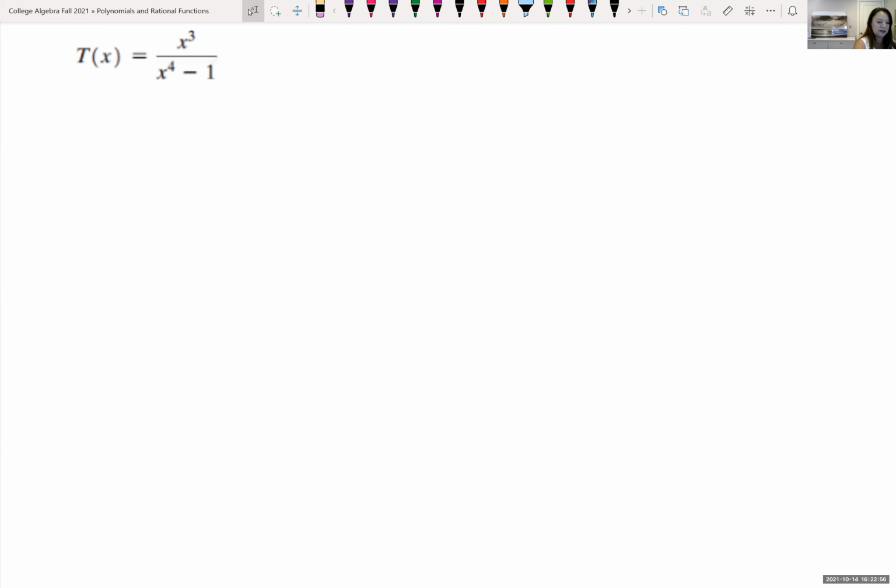So first of all, let's factor. We need to factor the denominator in order to figure out what our vertical asymptotes are, if they have any. Well, x to the 4th minus 1, that's a difference of squares, and we can break this down as x squared minus 1, all times x squared plus 1.